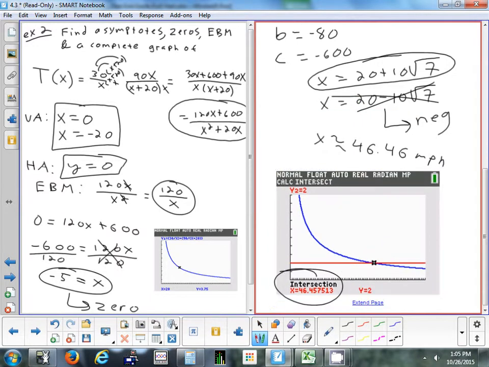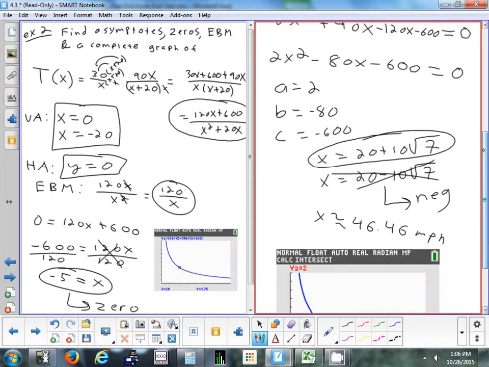Okay. Any questions on that? How did you get the 46 before you graphed? This part I looked up in the book. From this point, you'd use the quadratic formula, and that's the answer you'll get. Just plug in 2 for A, negative 80 for B, and negative 600 for C.